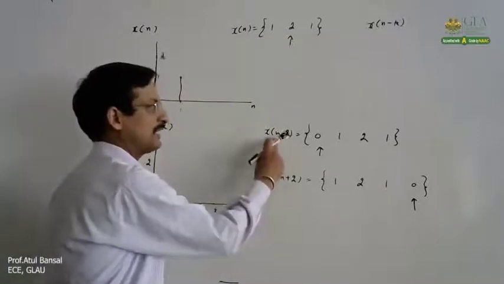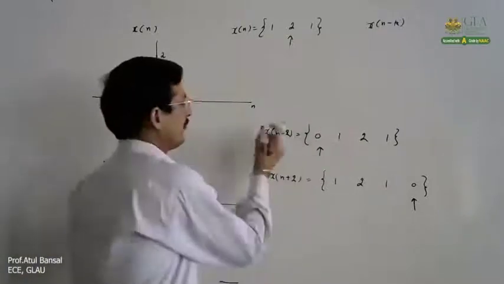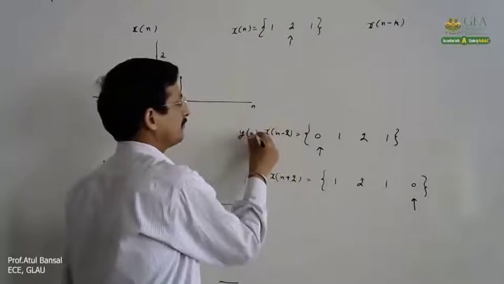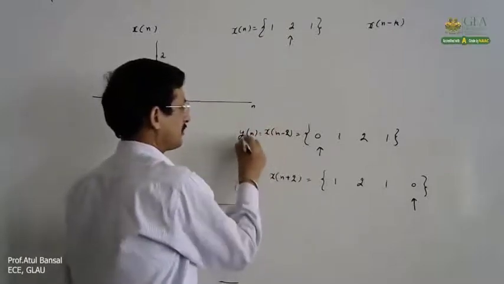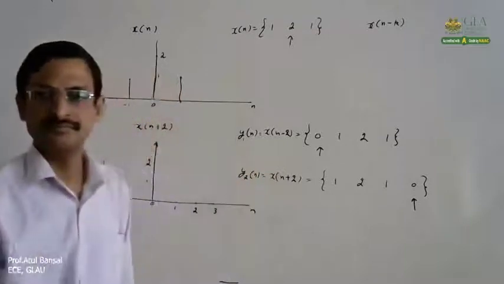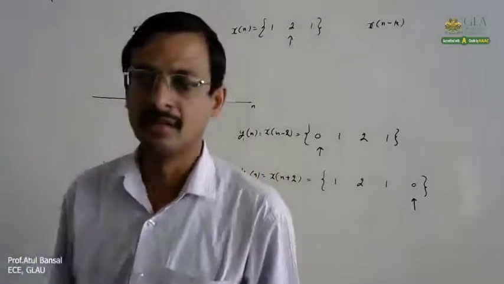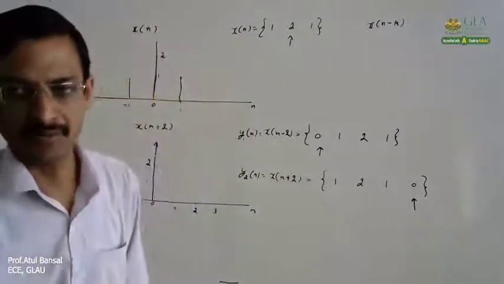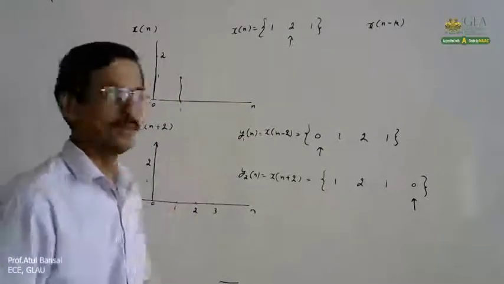Generally we do not write x[n - 2] equal to this. We may say a new signal y[n]. That is the transformed signal after applying the time shifting property. Alright? So this was the example for time shifting.